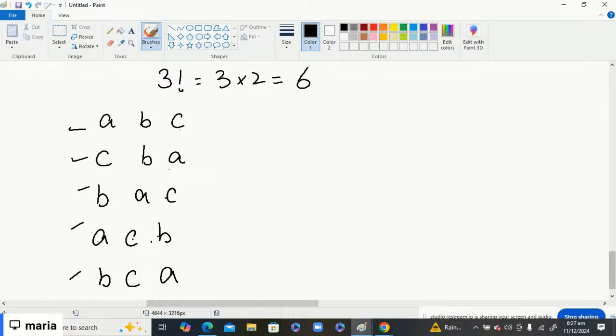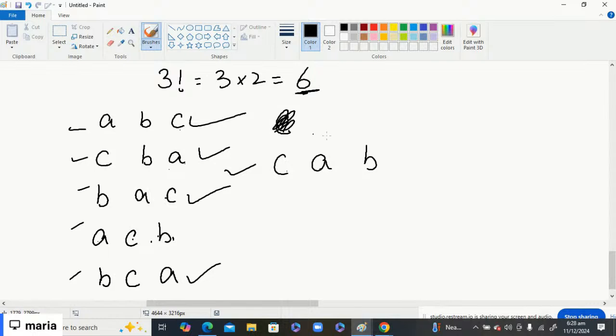We are still within the possible arrangements. First, A is in the first place, then A is in the second place, then A is in the third place. Now B is in the second place, B is in the first place, B is in the last place. Now C is in the first place, the middle place. Then C, A, and B. This is the last arrangement, the sixth one.